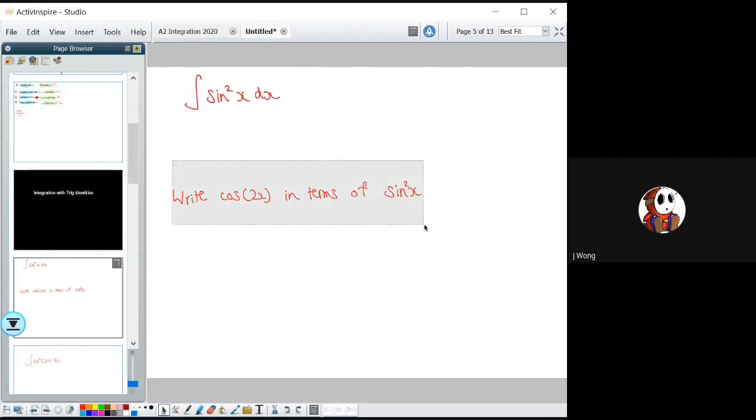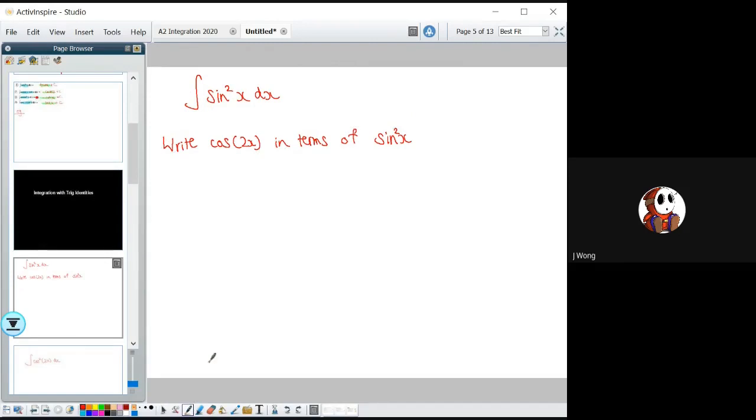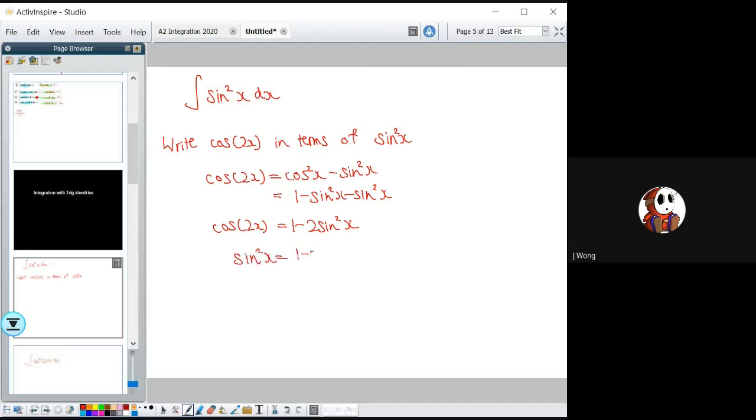And now I would like to rewrite it in terms of sine square of x. As we know, cos 2x is cos squared x minus sine square x. And if I just want it purely in terms of sine square x, I will change cos square x into 1 minus sine square x as well. And then you will get cos of 2x as 1 minus 2 sine square of x. And you can rearrange and make sine square x the subject. You'll have sine square x as 1 minus cos of 2x all over 2.